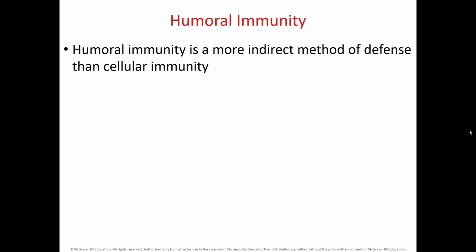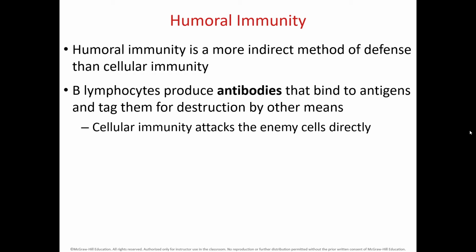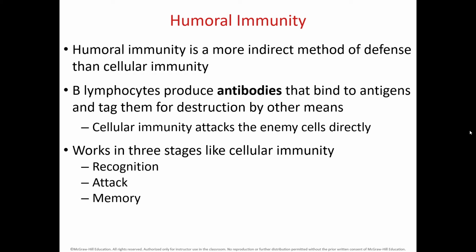With humoral immunity, this is an extracellular response. So this is not where we already have a cell itself that needs to be destroyed, but where we are trying to limit infection of tissues. So the way that we do this is B lymphocytes produce antibodies. Antibodies are going to bind to antigens and tag them for destruction by other means. So the cellular immunity, once again, attacks enemy cells directly, whereas the antibodies are going to try to limit the activity of antigens until they can be destroyed.